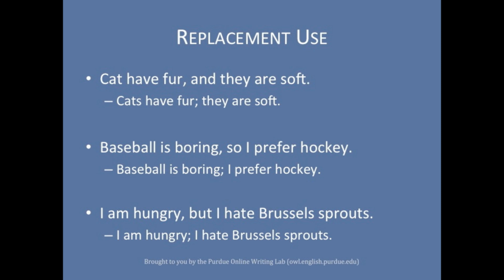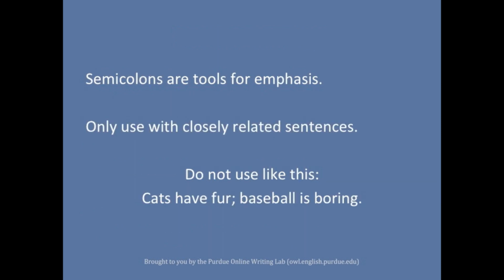Cats have fur and they are soft, or baseball is boring so I prefer hockey, or I'm hungry but I hate Brussels sprouts. In all of these cases, the comma and conjunction can be replaced by a semicolon to add emphasis. Semicolon is a tool you can use to help guide your reader. It is rarely required and only should be used sparingly with closely related sentences. You would not write, cats have fur, baseball is boring.